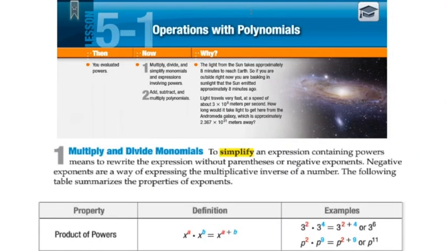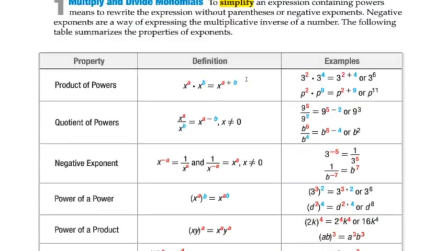5.1 Operations of Polynomials. This lesson is really all about powers and all the rules of powers, how to simplify powers. Let's go over some. The product rule. Product of powers, we should know that if you multiply two things of the same base, you just add the powers. Here, 3 squared times 3 to the 4th is just 3 to the 6th. Or b squared times b to the 9th is just b to the 11th.